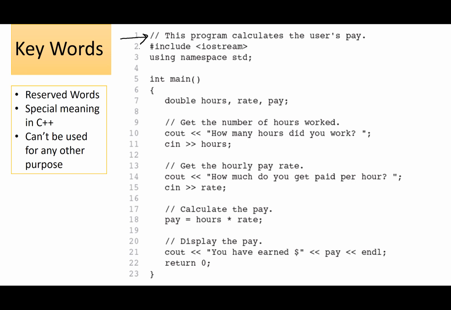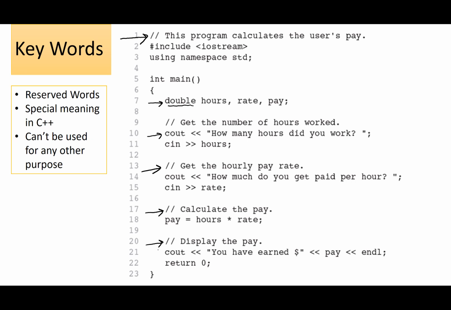And then if we come down here, we're declaring some variables. Remember, variables are things that we name. And we're going to talk about what this double is in a minute. But basically, with this line of code, we're saying that we need a spot in memory to store hours, rate, and pay. Then the next line says get the number of hours worked. So we're going to get the hours worked from the user. Down here, we're going to get the hourly pay rate from the user. Then we're going to calculate the pay, and then we're going to display the pay to the user.